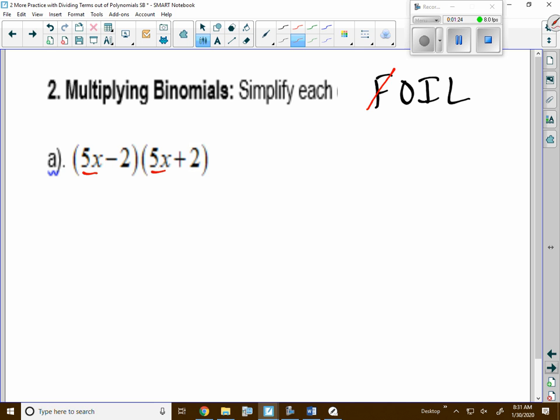So 5x times 5x would be 25x squared. When you do those, you multiply the numbers. When you multiply variables, you add your exponents. Any issues? Okay, now I'm going to change colors here. I'm going to do the O. What's O stand for? Outside or outer. So outer would be 5x times 2, which is 10x.